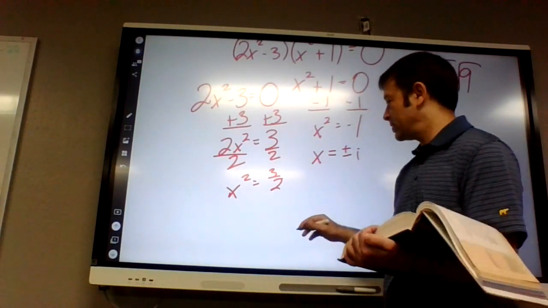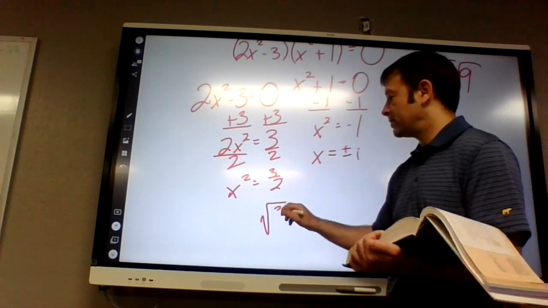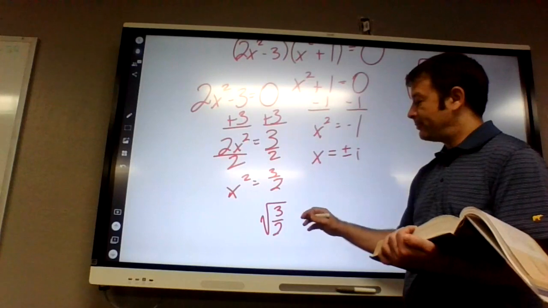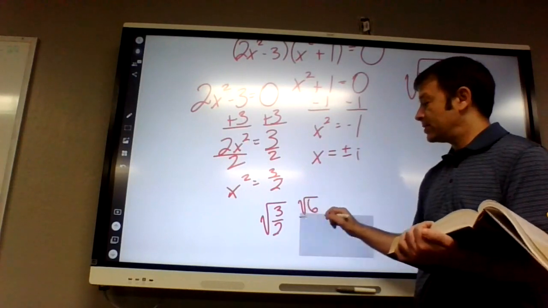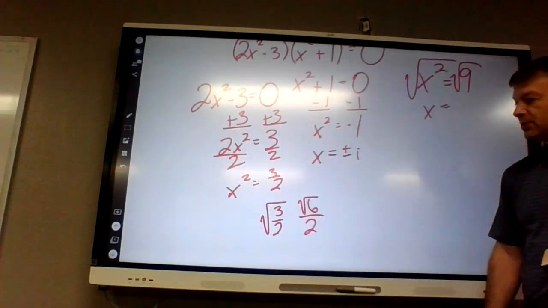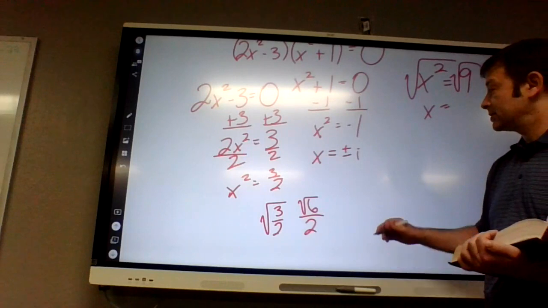So square root of that. Okay, well, you might let your calculator do this. You're not supposed to leave square root of 2 in the denominator. Multiply the top and bottom by square root of 2, you get square root of 6 over 2. But also it's plus or minus.